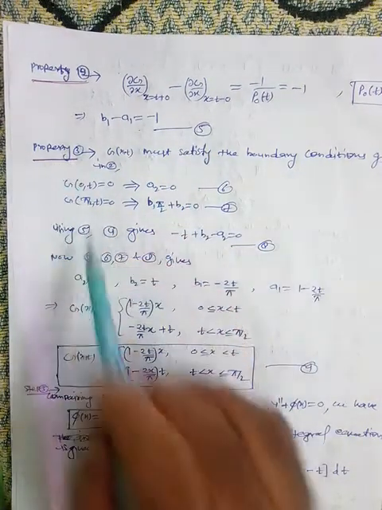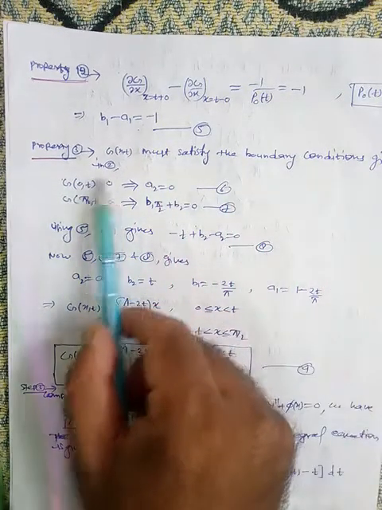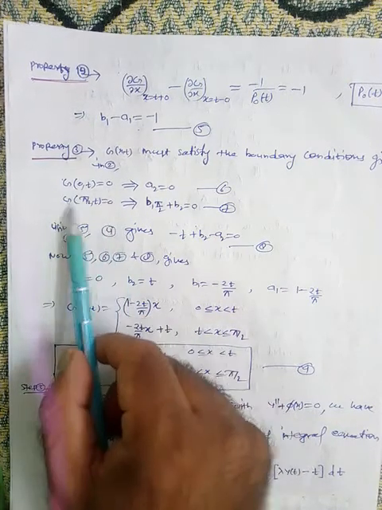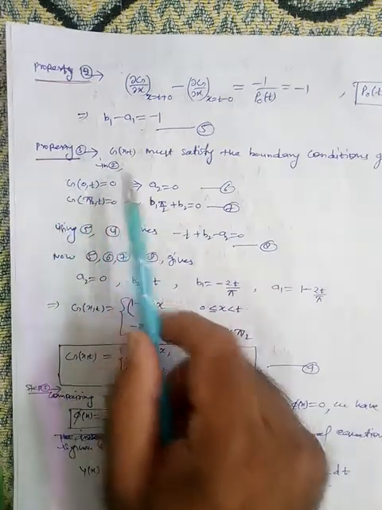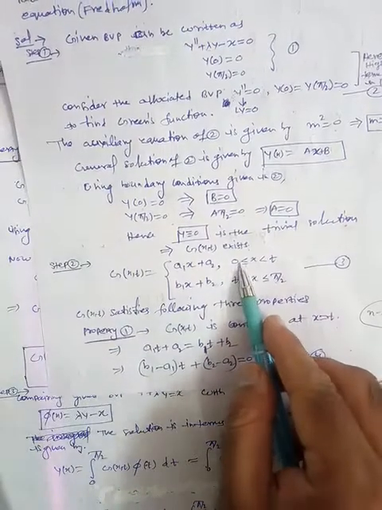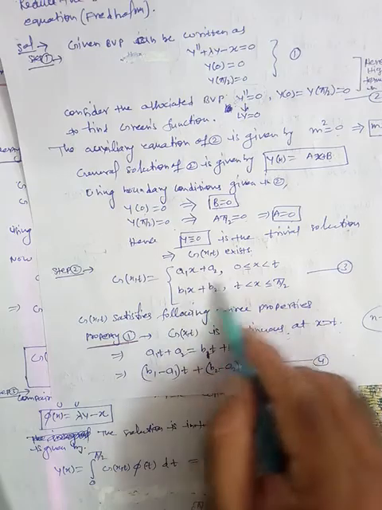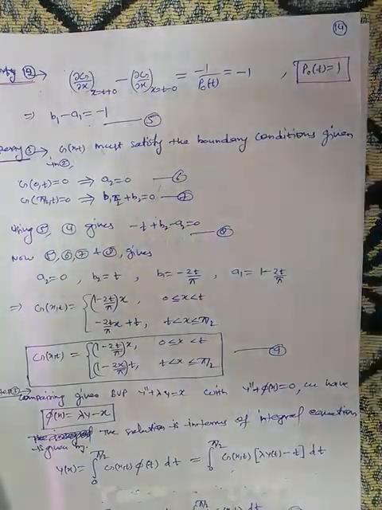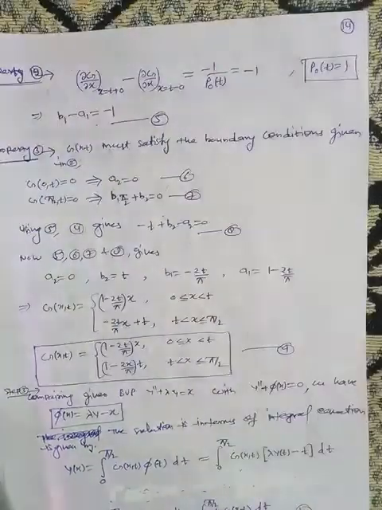Now property number 3. G must satisfy the boundary conditions given in equation number 2. So G at x = 0 is 0, and G at x = pi/2 is 0. When you put x = 0 in the first branch, a2 will be 0. In the second branch, put x = pi/2, so b1 pi/2 + b2 will be 0.